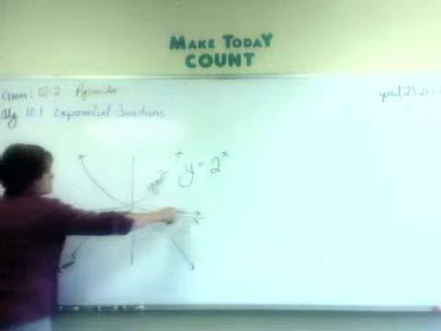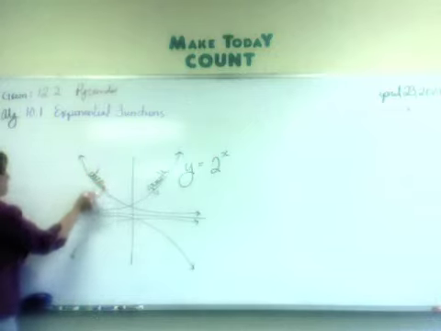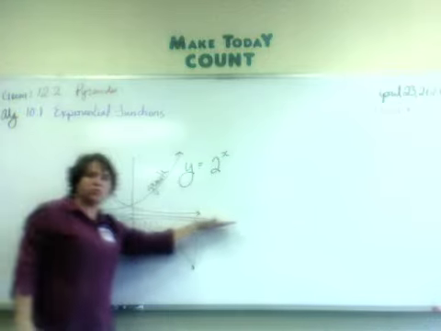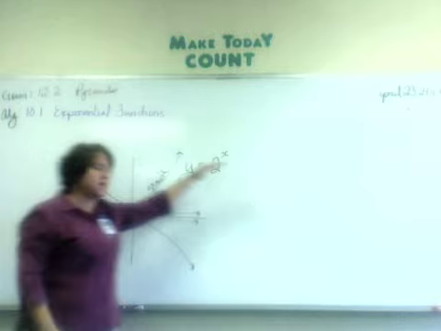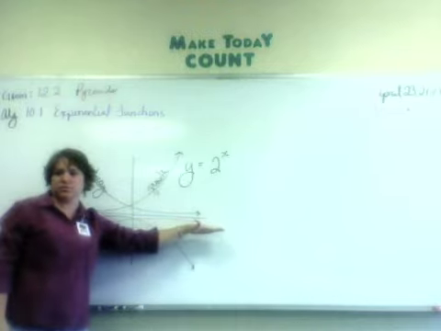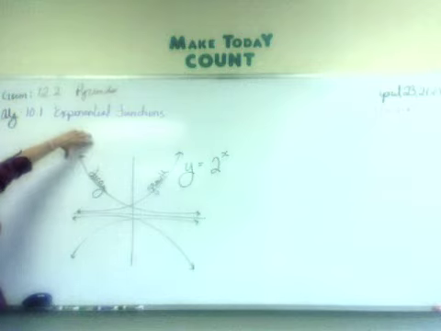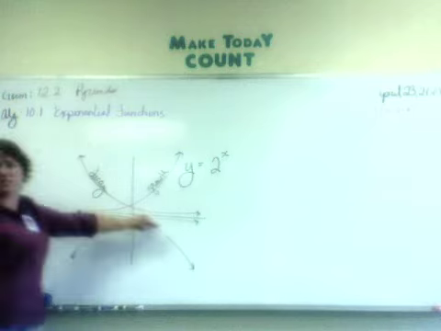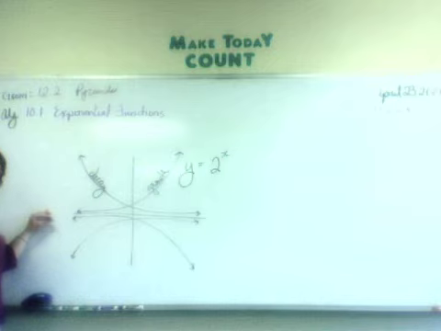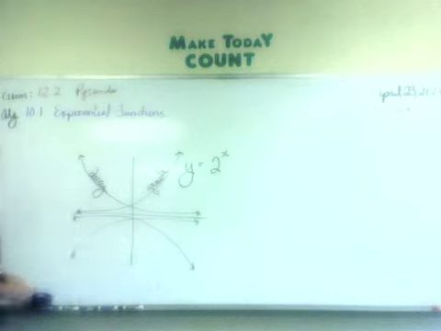This is a function that represents exponential decay, which means as our x values are increasing and approaching infinity, our y's are getting closer and closer and closer to 0. An exponential decay starts big and gets smaller. Exponential growth starts small and gets bigger. Does everybody understand that? Okay.